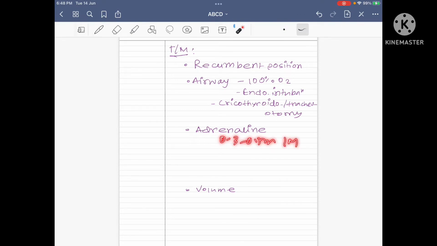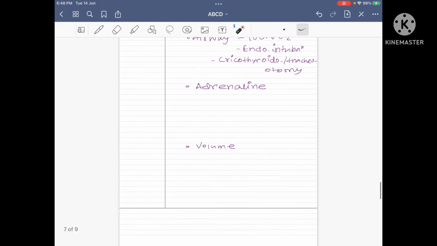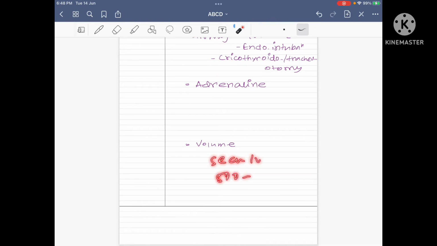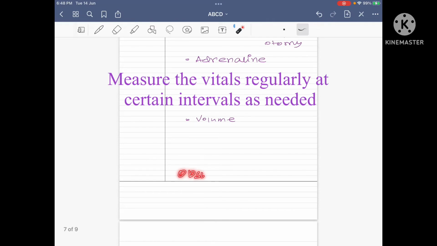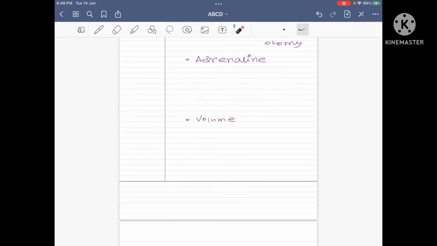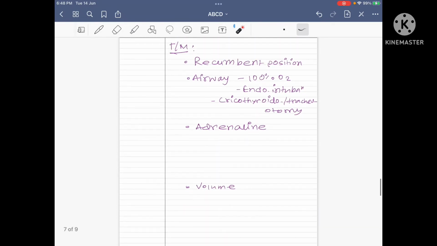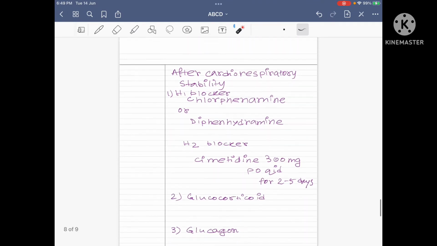Adrenaline 0.3 to 0.5 ml IM in the lateral thigh, volume securing IV, then 500 to 1000 ml bolus, and then recheck. Always observe the patient and measure the vitals. You can titrate the IV fluid volume according to BP or urine output. That's it. After controlling the airway, giving adrenaline and securing IV and giving bolus, you should look after other things.